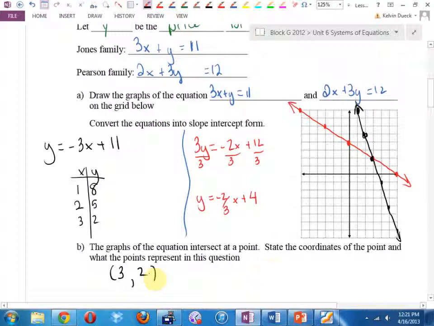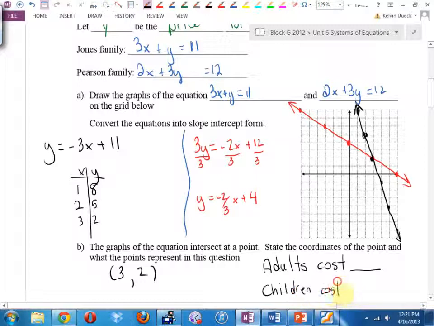What that really means is adults cost, children cost. How much did adults cost? What letter did we let be adults? X. What is the x coordinate of this particular solution?